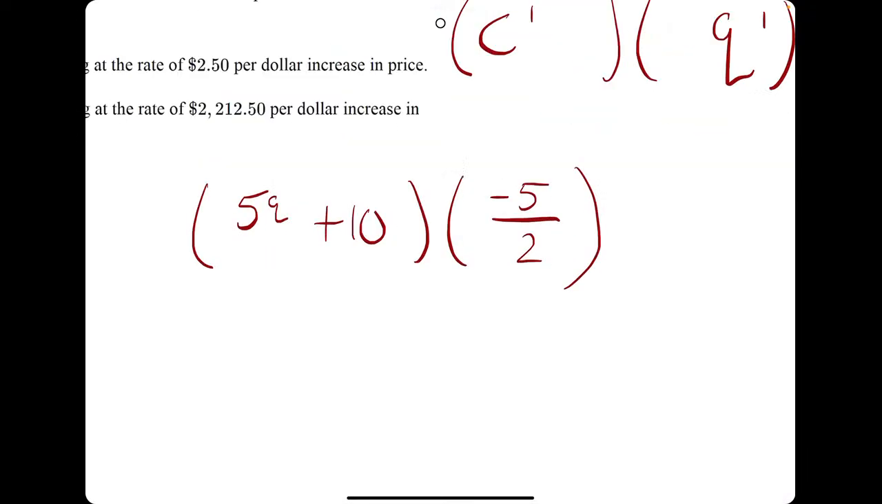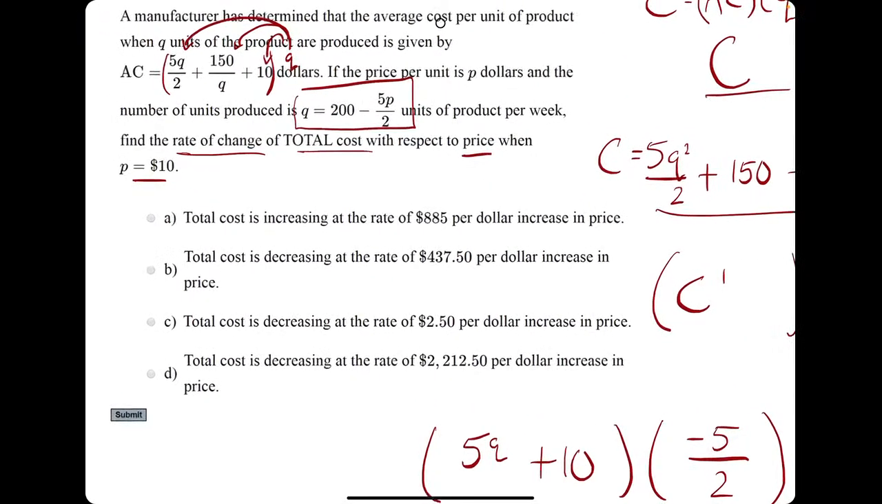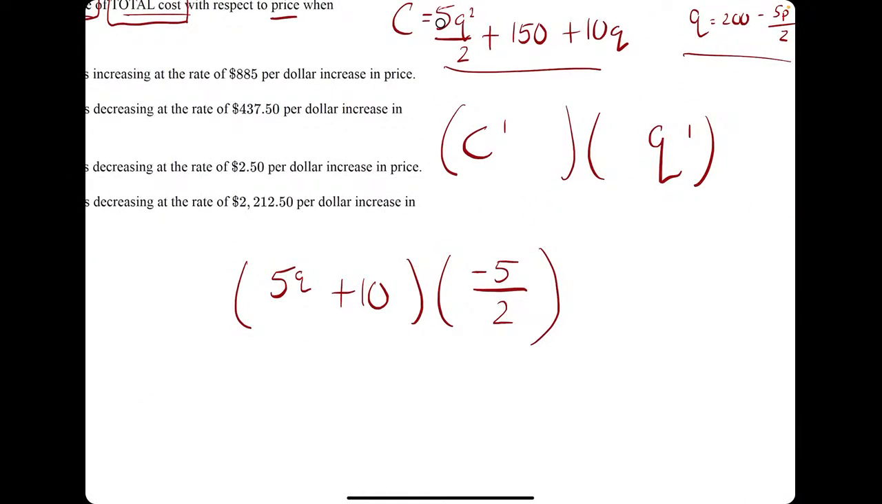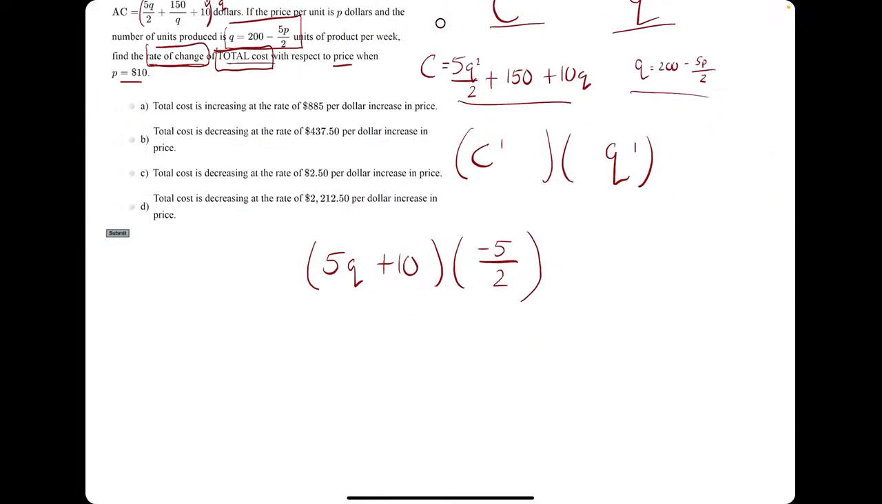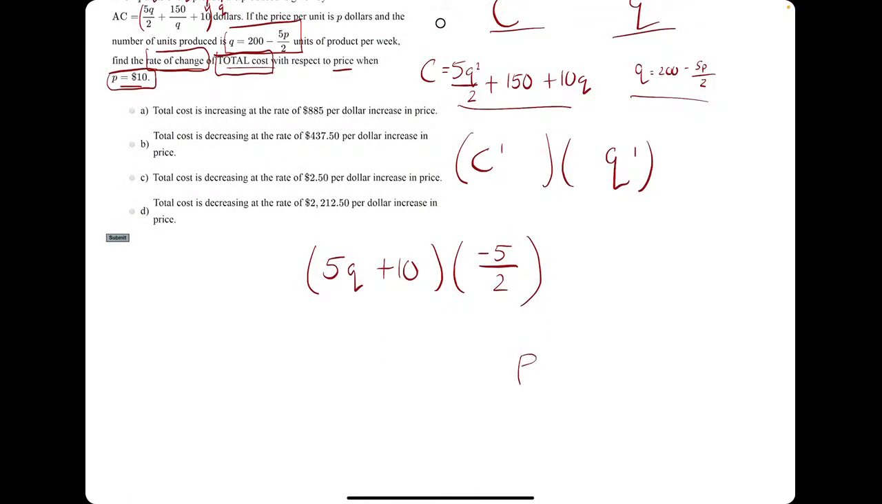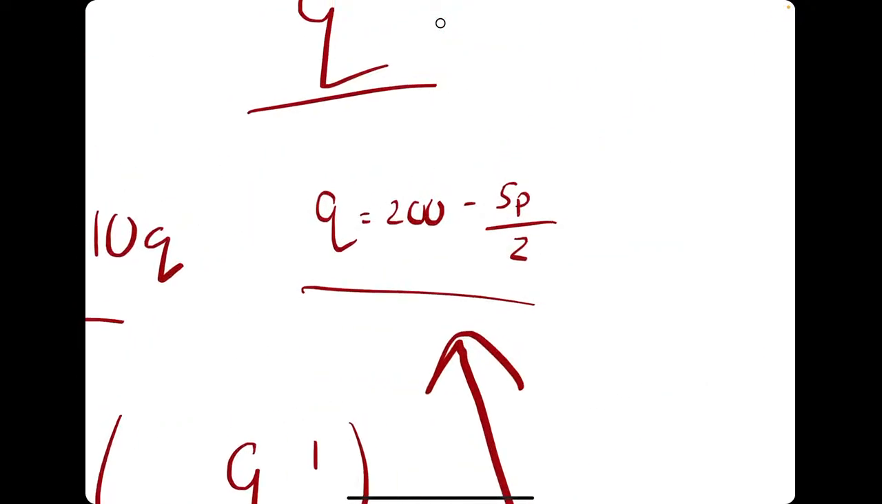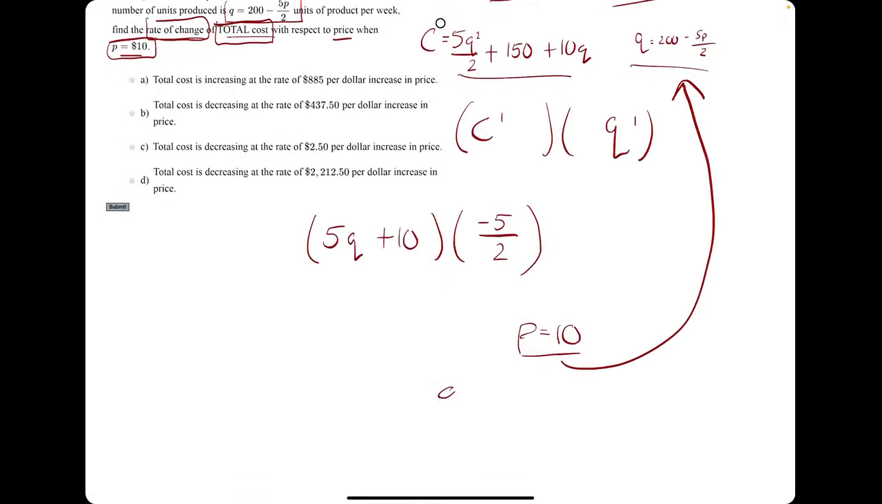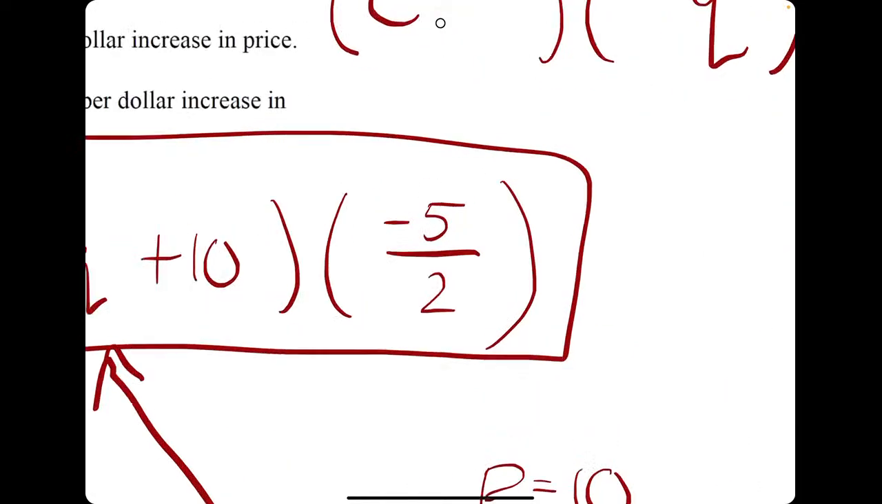Now this is really the derivative of total cost, the rate of change of total cost, but really it's with respect to Q, because there's no P's in here. So the shortcut to this is to plug in P equals 10, but plug it in to Q, because plugging in 10 to Q will give us a Q value which we can then plug into that and then calculate this, and then that'll be our answer.